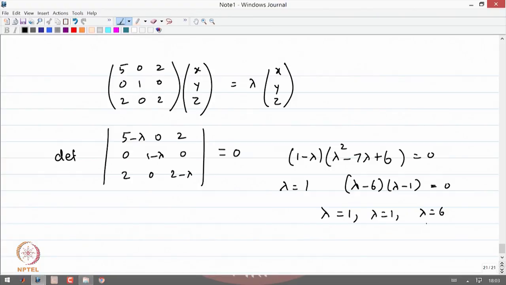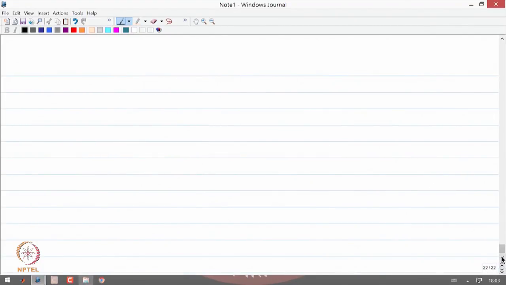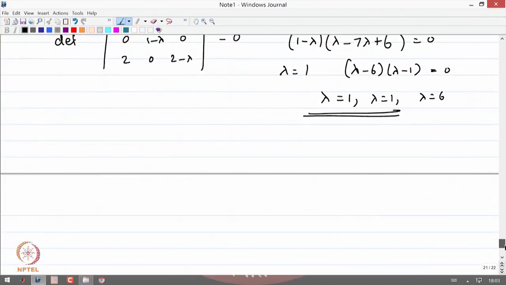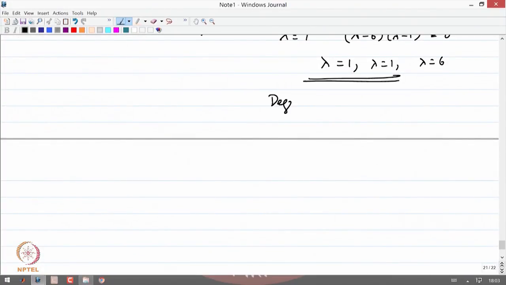So, now you have lambda is equal to 1, lambda is equal to 1, lambda is equal to 6. I chose this example for the specific reason that we have two eigenvalues which are identical to each other. This is called a degenerate eigenvalue system, and the degeneracy here is 2. Degeneracy of the eigenvalue lambda is equal to 1 is 2. Therefore, the eigenvectors will have a little bit of a tricky thing to do. Okay. Let us look at the first non-degenerate eigenvalue, lambda is equal to 6.